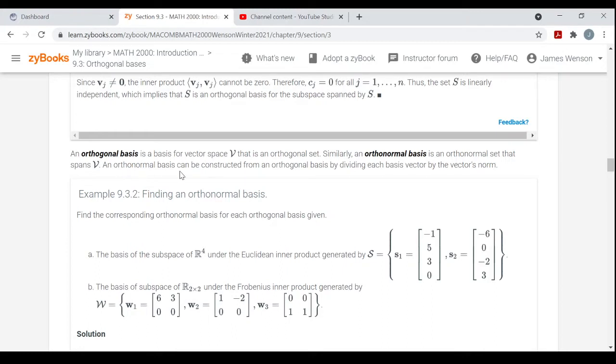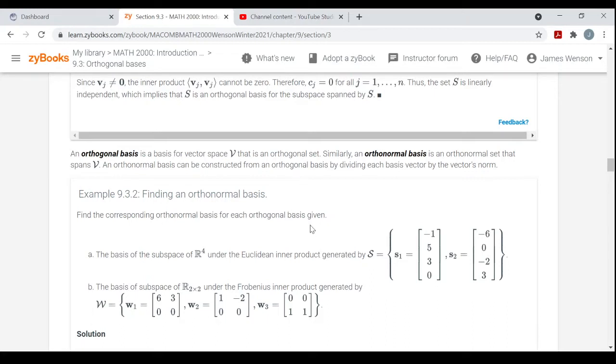An orthonormal basis can be constructed from an orthogonal basis by dividing each basis vector by the vector's norm. Remember what happens when you take a vector and divide it by its length back in Euclidean space? You got a unit vector. That's called normalizing a vector, changing a vector into a unit vector that points in the same direction. So that's all they're saying here: if you have a set that's orthogonal and you'd like to make it orthonormal, just divide every vector by its norm and you'll have a set of unit vectors.